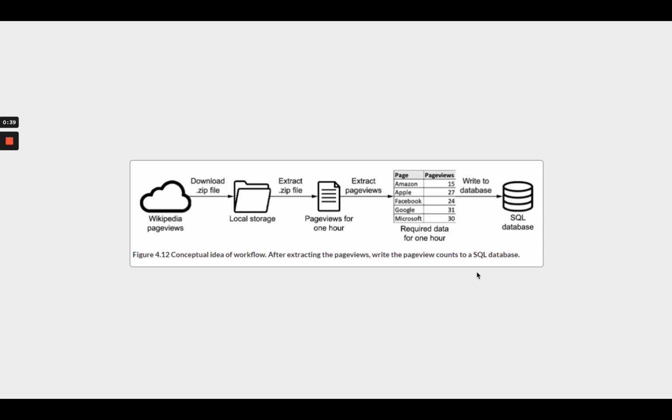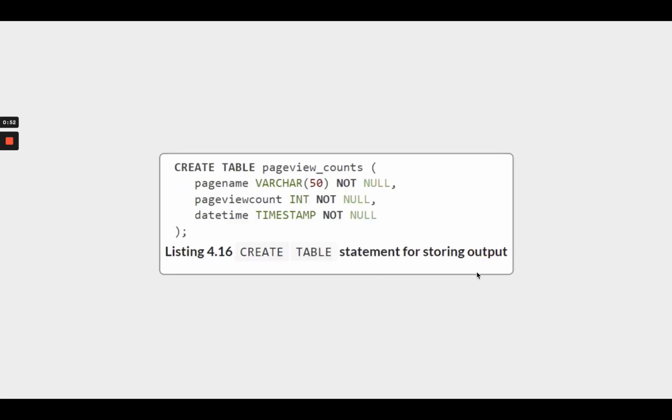As a first improvement, we'd like to write these counts to our own database, which allows us to query it with SQL and ask questions such as, what is the average hourly page view count on the Google Wikipedia page? Figure 4.12. We have a Postgres database to store the hourly page views.